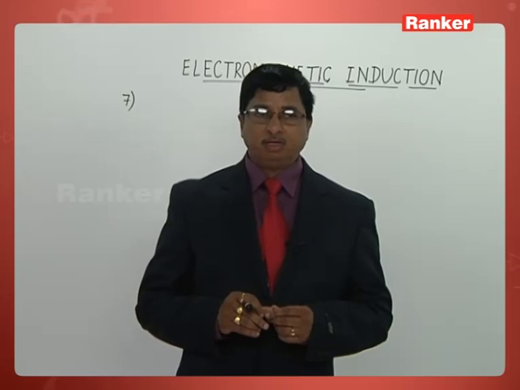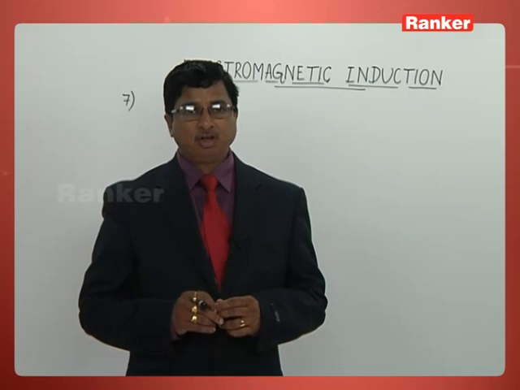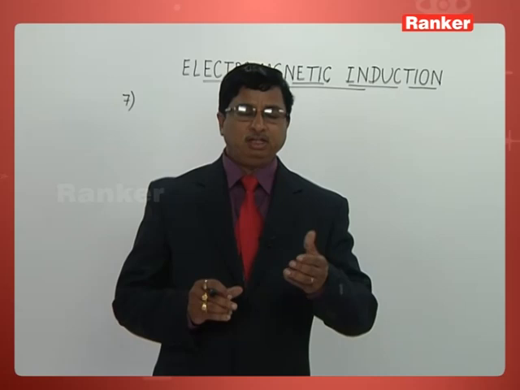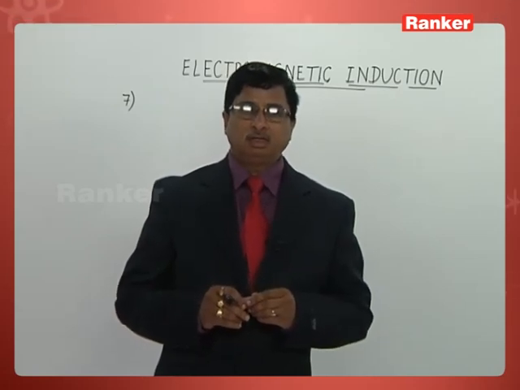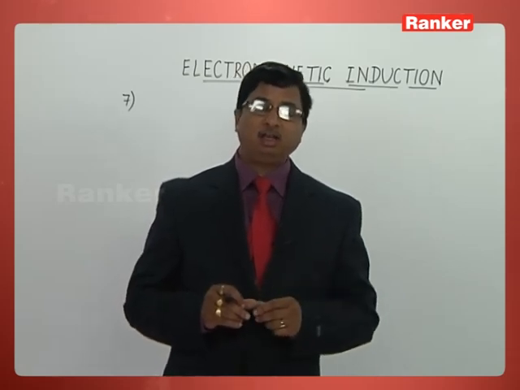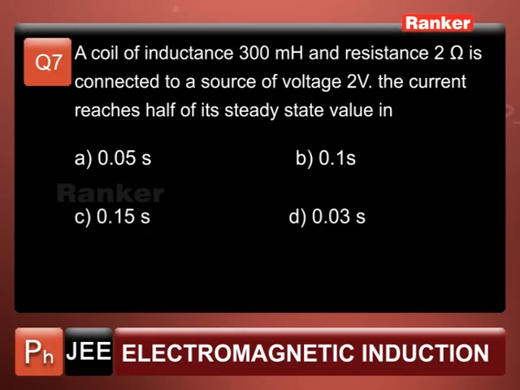That's problem number 7, which once again is a small application on transient currents. He is just giving us a question based on the growth of current in an LR circuit. So what is the question given? Let us check. A coil of inductance 300 millihenry and resistance 2 ohm is connected to a source of voltage 2 volt.